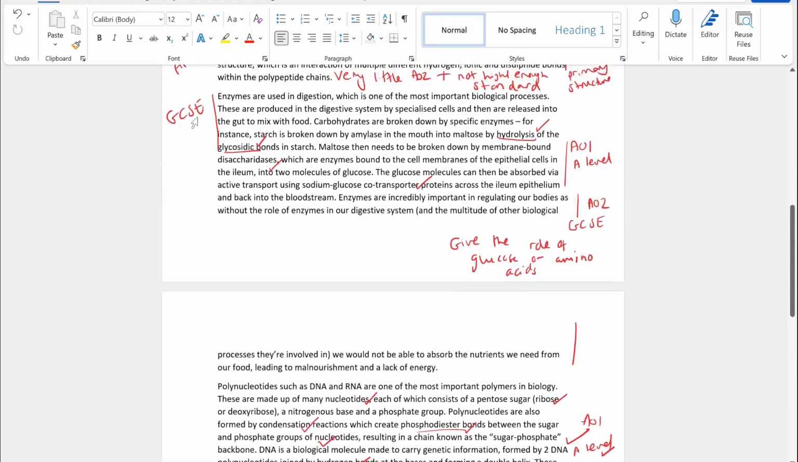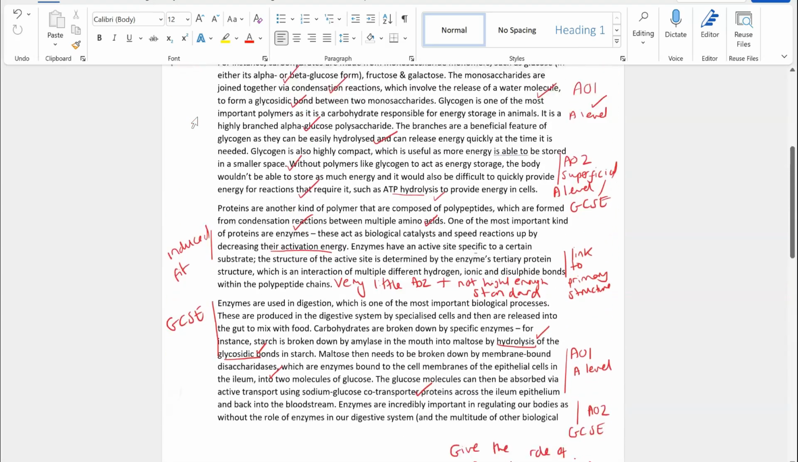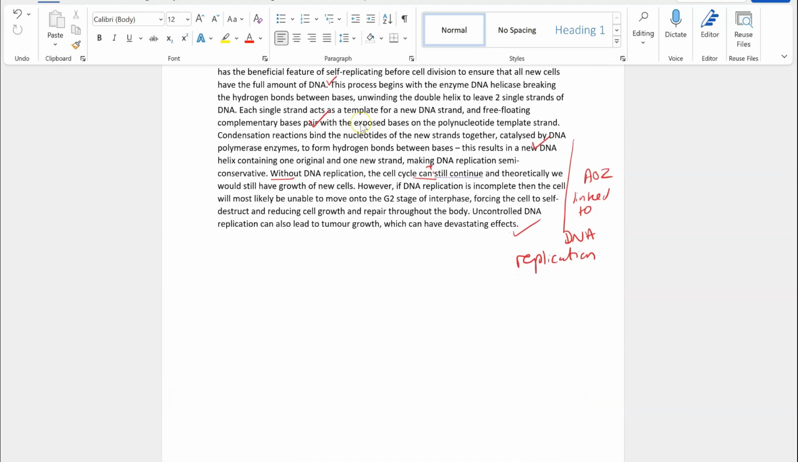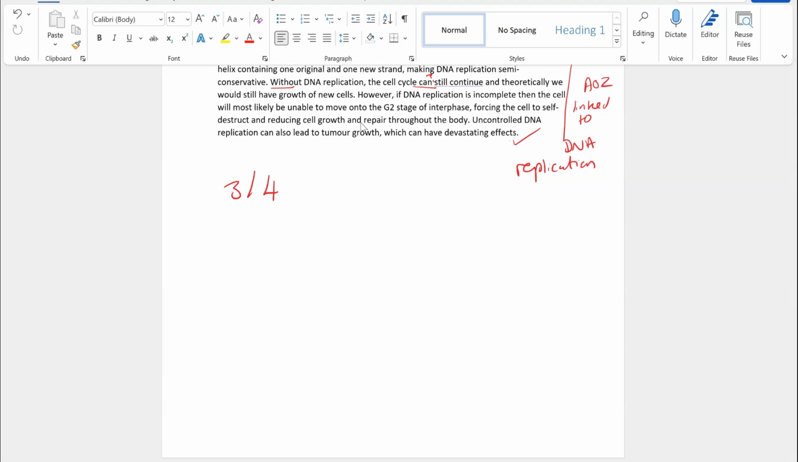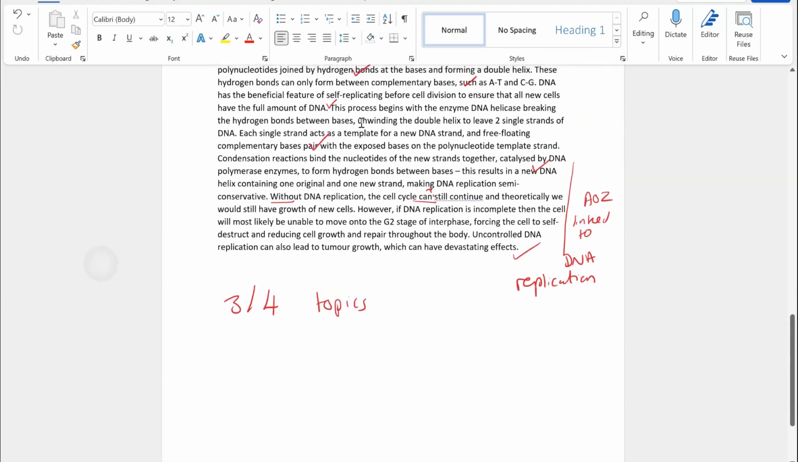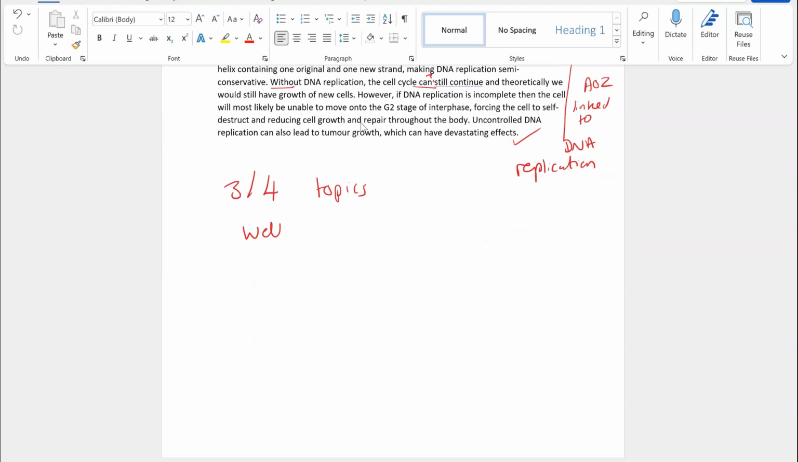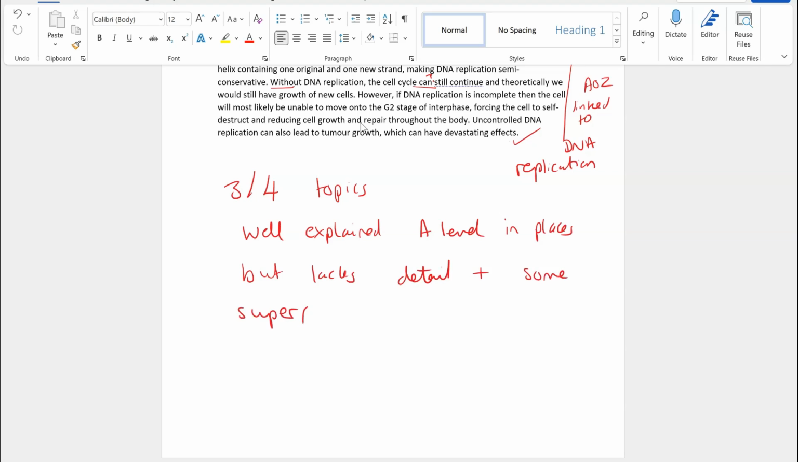So just having a look overall, we can see that we have maybe three or four topics. And really you do need 4 to 5. They have explained the A-level quite well in places though. So everywhere that I've put a tick was A-level standard. But in other places it does lack detail. So some of it is superficial A-level, meaning you've used the odd keyword but not fully explained it. So for that reason, and for the fact that there are only 3 or 4 topics, it's the 11 to 15 box, but the top end, so about 14 or 15 marks.